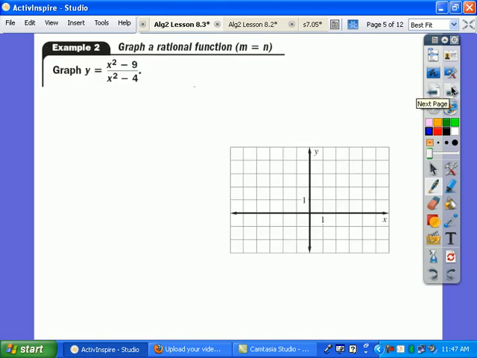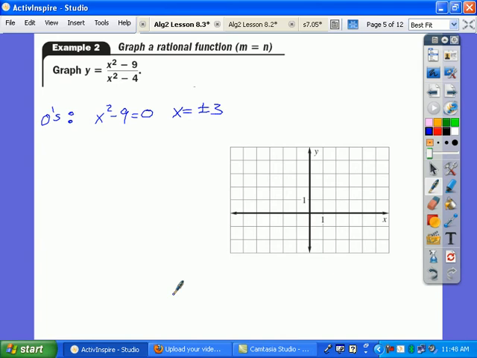Step 1, we find the zeros. To find the zeros, we set the numerator to 0. X squared minus 9 equals 0. And I want to know what values make that 0. Well, this is a quadratic. Quadratic should have 2 solutions. What are the 2 solutions? 3 and negative 3. I'm going to write it like this as a shortcut. So that means the graph is literally going to cross those points.